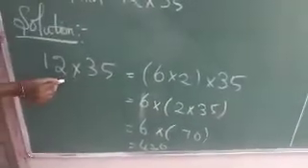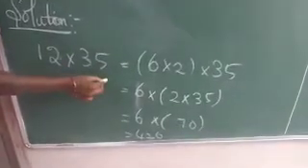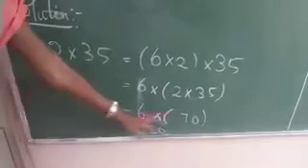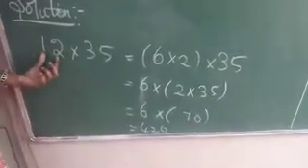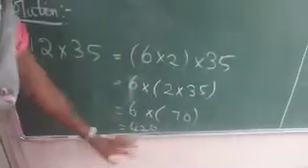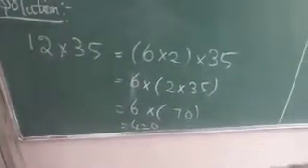See which property I have used? I used the associative property. So for easier multiplication only, I am doing it like this. If you want to solve this by taking 4 into 3, you can solve, but this is a more easier method. Next we move to the fourth example.